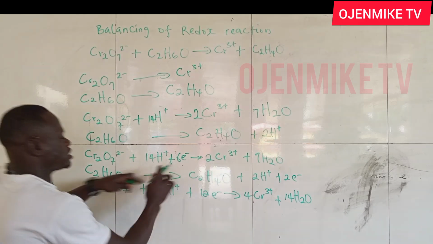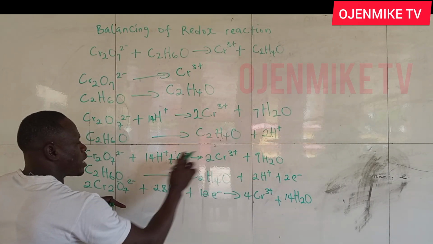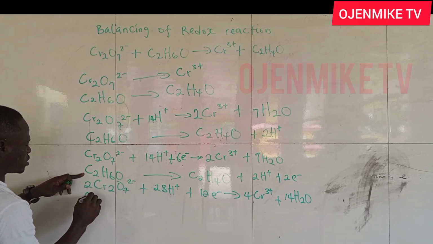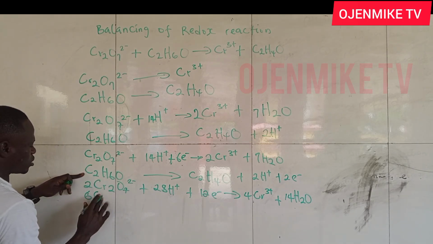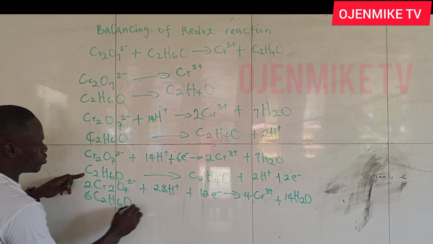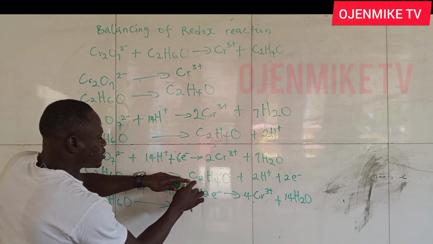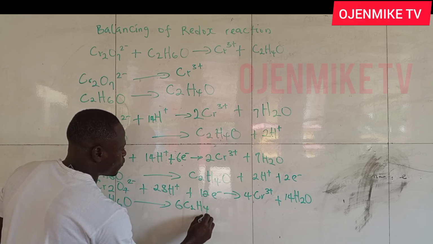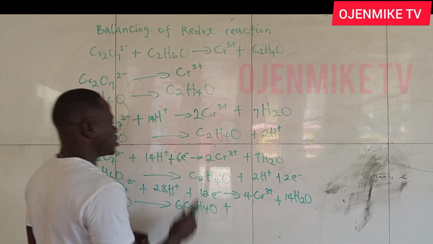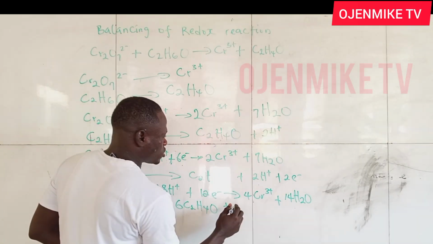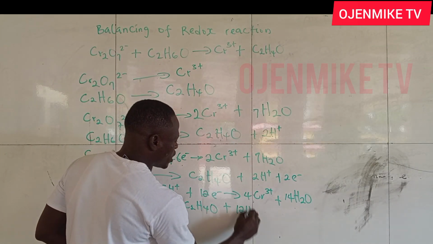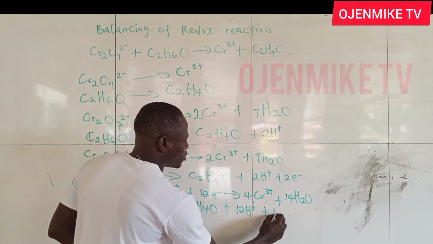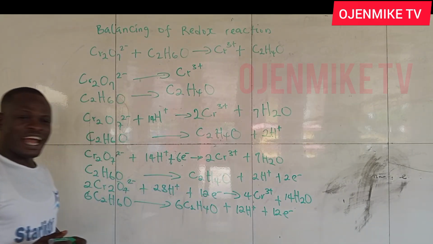You now multiply this one. Multiply the whole of this one by 6 electrons. So 6 times this one will give us 6C2H6O. 6 times this one will give us 6C2H4O plus 6 times H, we have 12 hydrogen atoms plus 6 times electron, we have 12 electrons. Are you following?